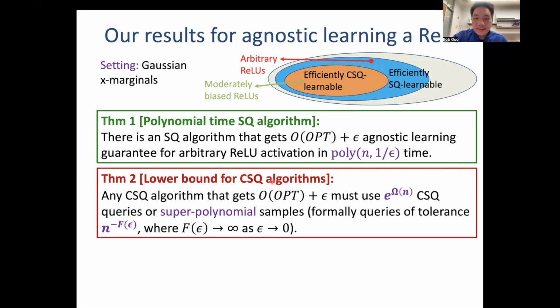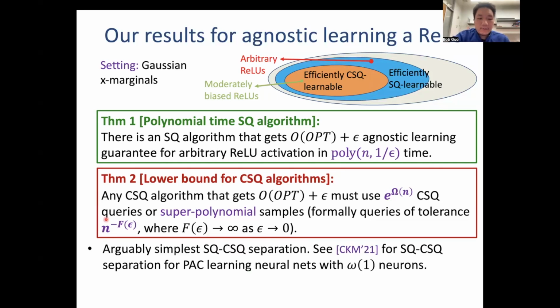Our second theorem is a negative result that says any CSQ algorithm getting the same O(opt) plus epsilon guarantee must use exponentially many CSQ queries or super polynomially many samples. Formally, the CSQ model is not defined via samples, so this really means queries of tolerance inverse super polynomial. But this doesn't matter in terms of the implications of this finding.